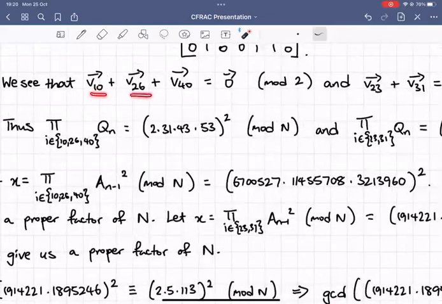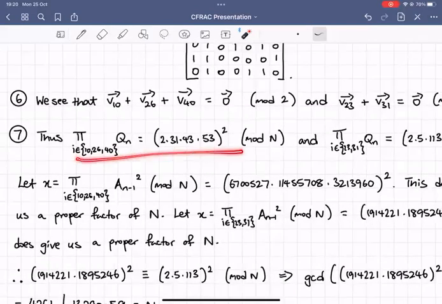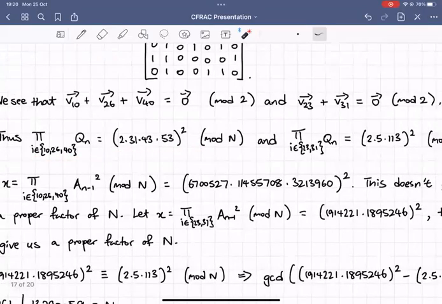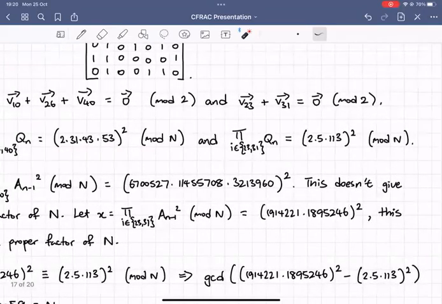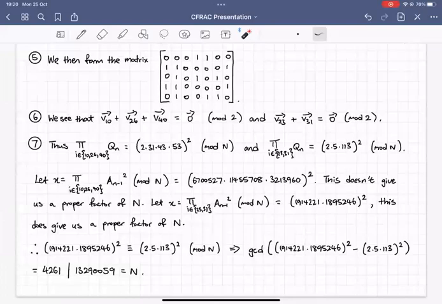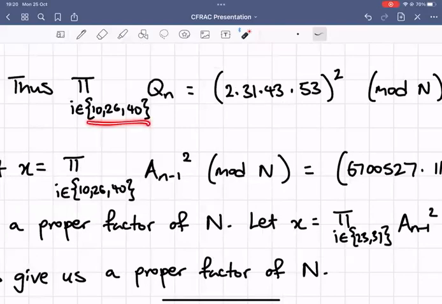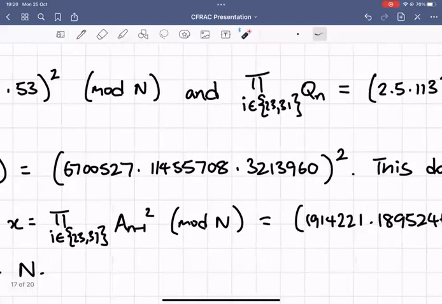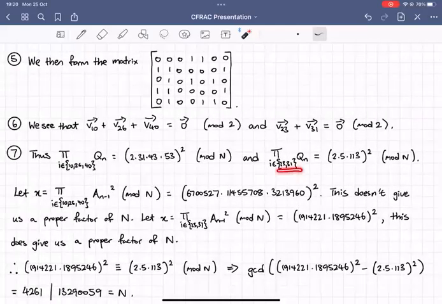Because 10, 26, and 40 give us 1 linear dependency, this is your S. It's 10, 26, and 40. And then you just form this product. And notice that it's a square. It will always give you a square. And here, 23 and 31 give us a linear dependency, so this S is 23 and 31. It gives you a square. You do the same with defining X. So the 2 sets are equal.